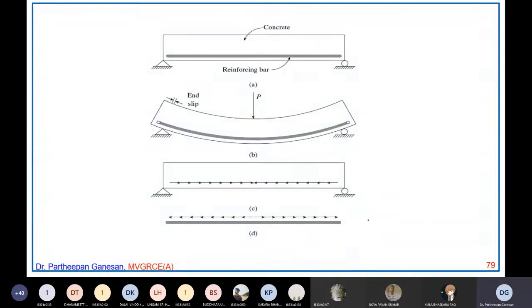Now, if you see here, this is taken from the book Design of Reinforced Concrete Structures by Subramanian. This is a simply supported beam. This is a bar. Let us say this bar is a mild steel bar or a smooth steel bar, thoroughly oiled on the surface. Now, if you apply a load, because it is thoroughly oiled and the bar is a plain, very smooth bar, this will bend and there will be an end slip here. There will be a slip, like if you see here at this end.